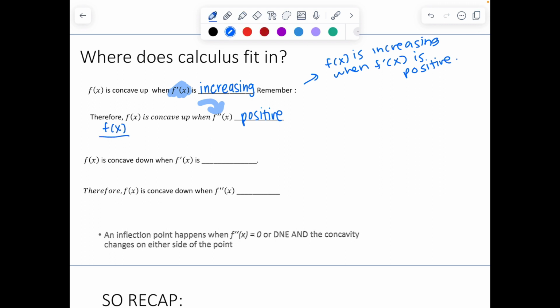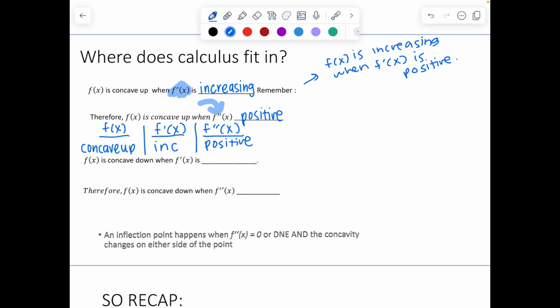So if the original function is concave up, then the derivative function is going to be increasing. And based on what we learned last week, that would mean that the double derivative graph is going to be positive. And so that's how they all connect together.